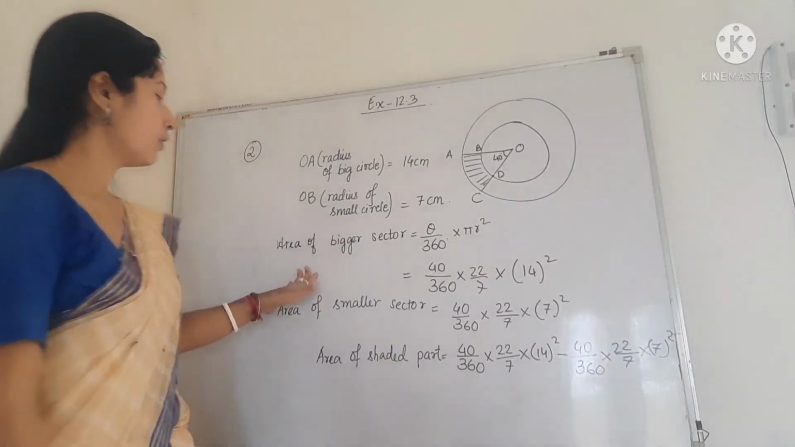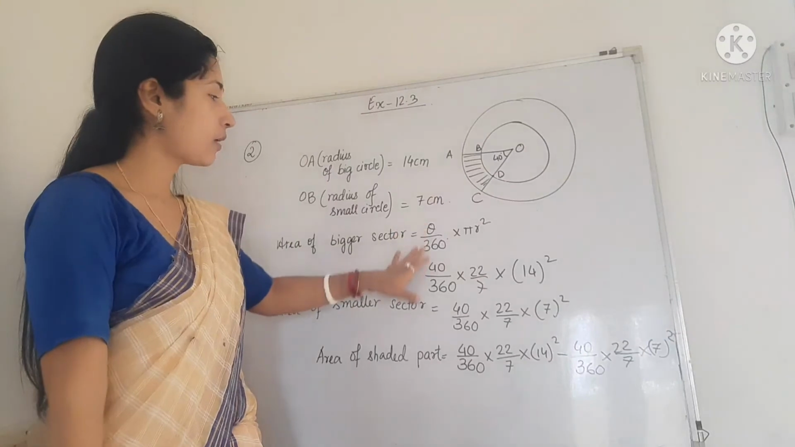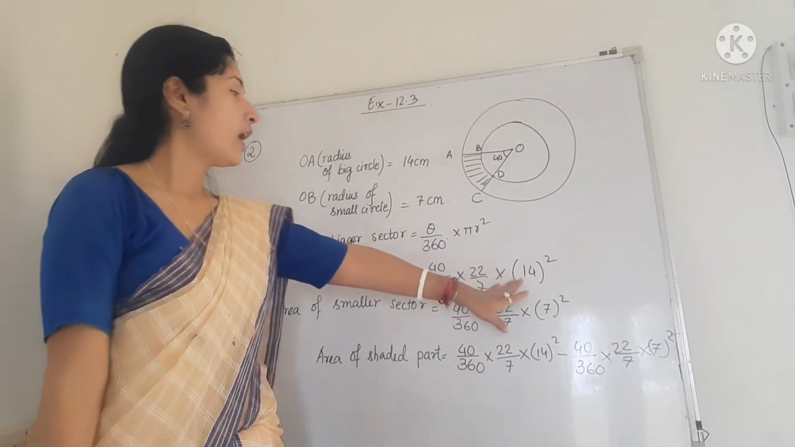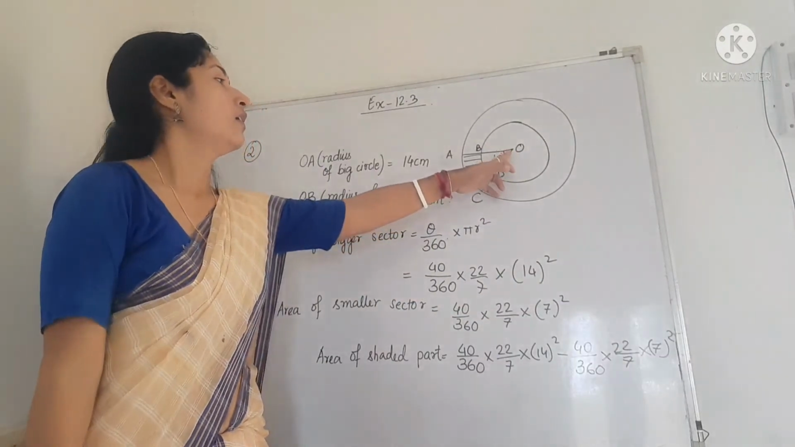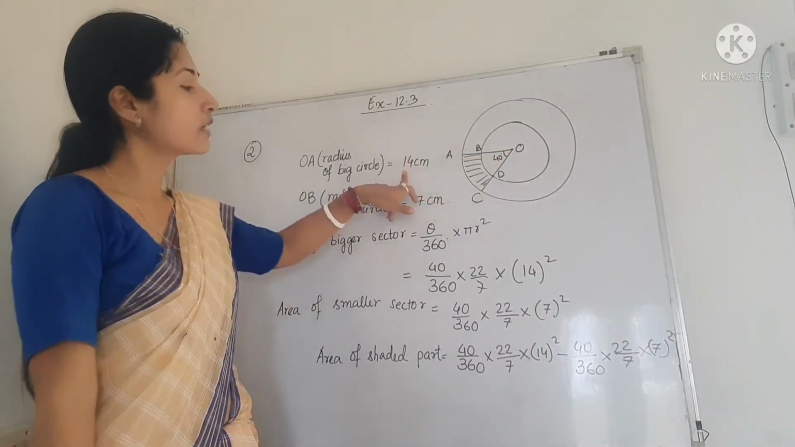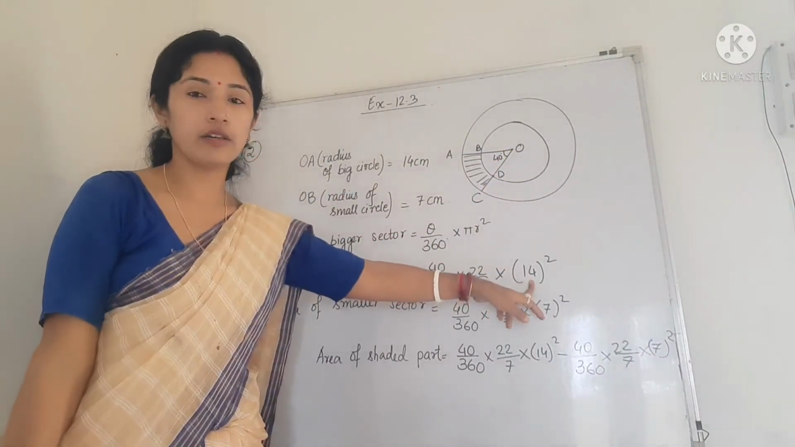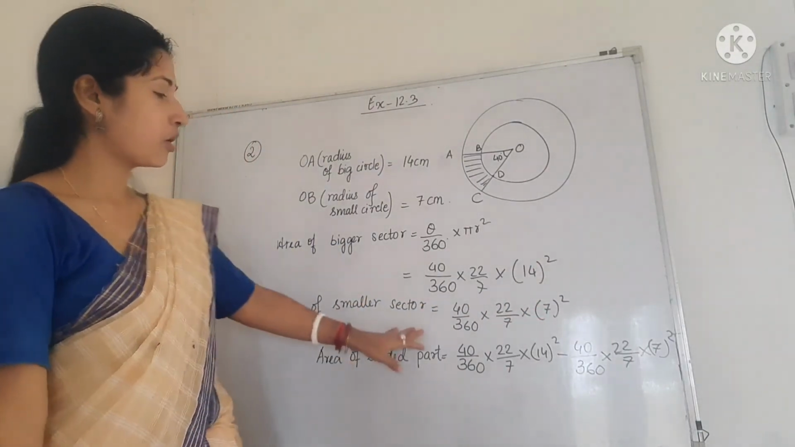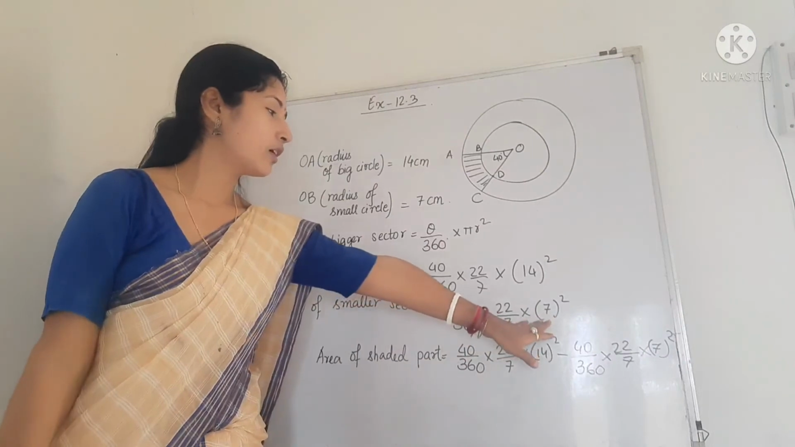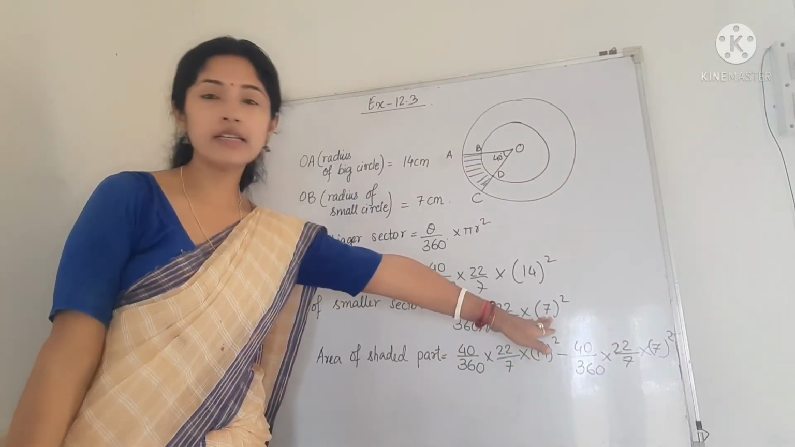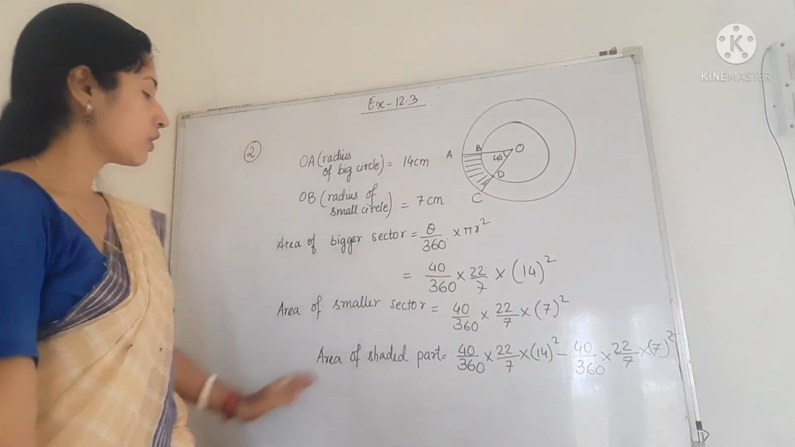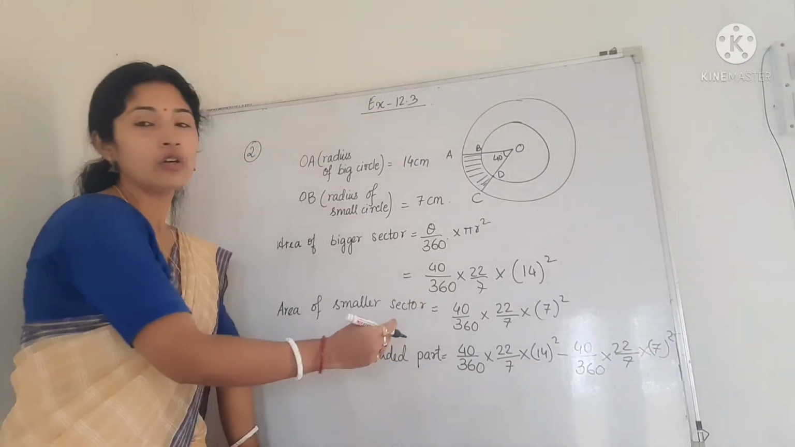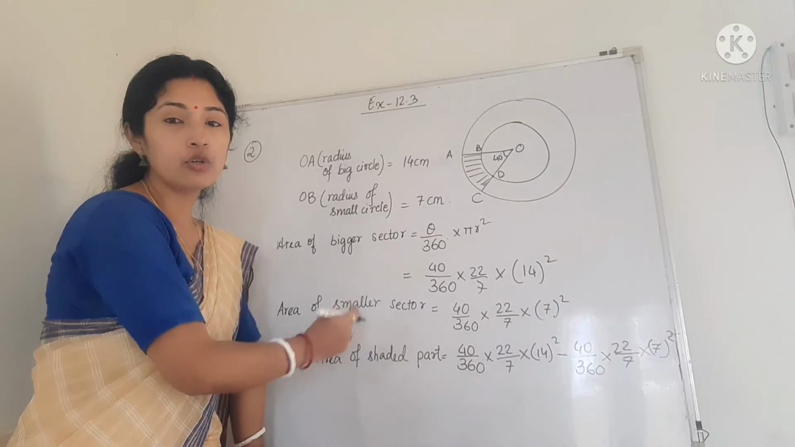Area of bigger sector will be theta by 360 into pi r square. Pi we can put 22 by 7 and radius of the bigger circle is 14 centimeters, so we apply 14 square. After that I am finding the area of the smaller sector. The radius of the smaller circle is 7 centimeter. Now we have to find the area of the shaded part. That will be the difference of the two areas.